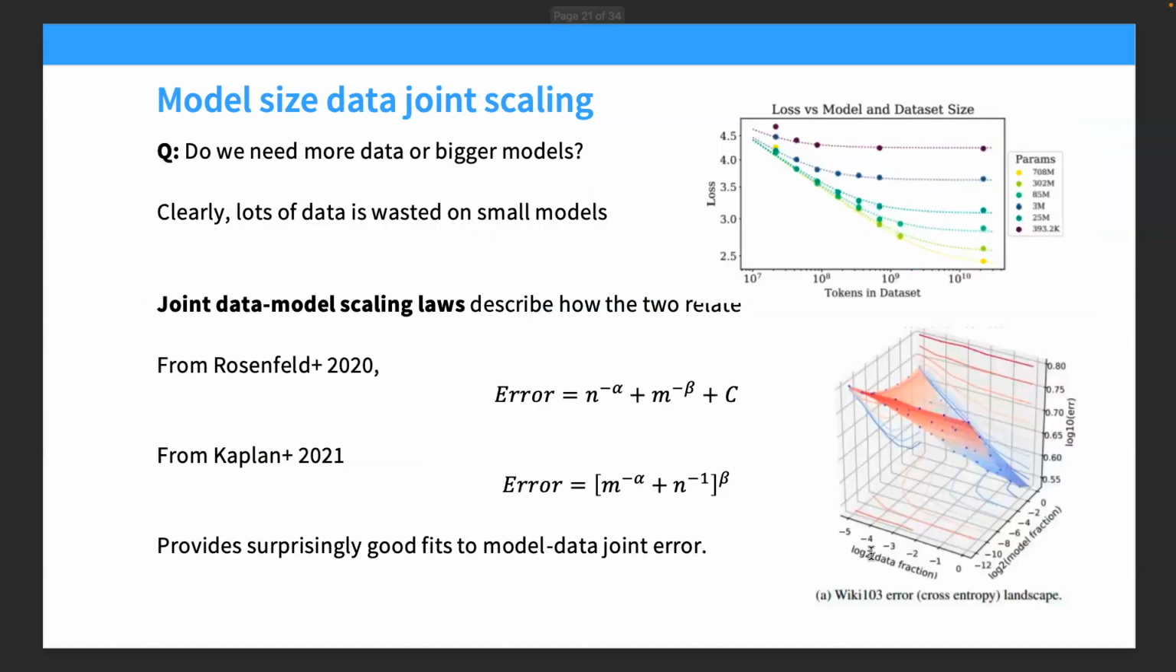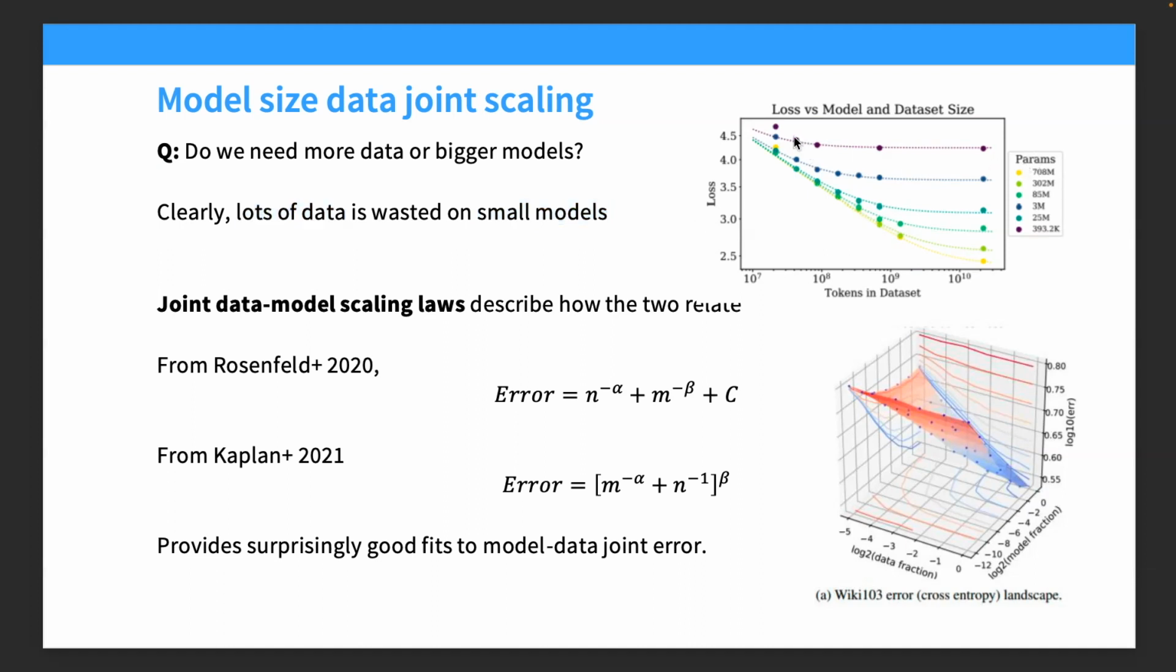Let's move on to the joint scaling of the model size and the data size. The question is, do we need more data or bigger models? I think we all know that if we have lots of data and we just train small models on this data, the data is basically wasted, because the small models cannot fully capture the patterns that exist in this massive dataset.